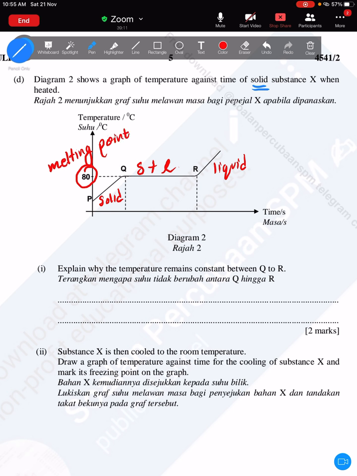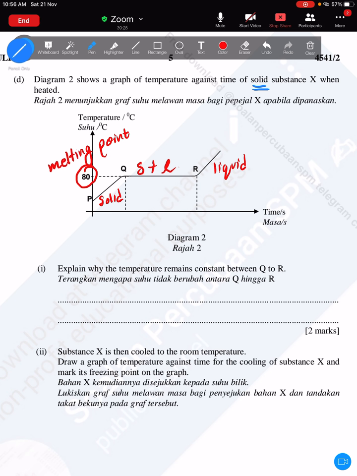So you have a solid, liquid, solid plus liquid. This is a melting point. Okay, good. They will ask you why, normally, they always ask us why the temperature doesn't change on that particular period, which is Q to R.